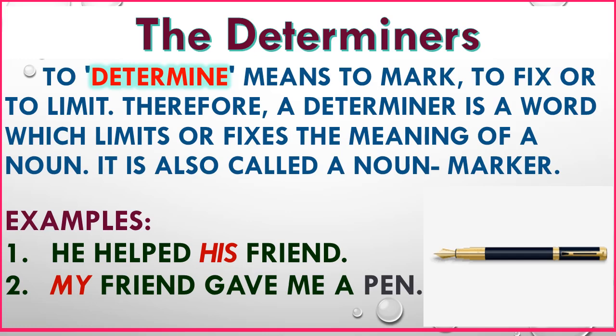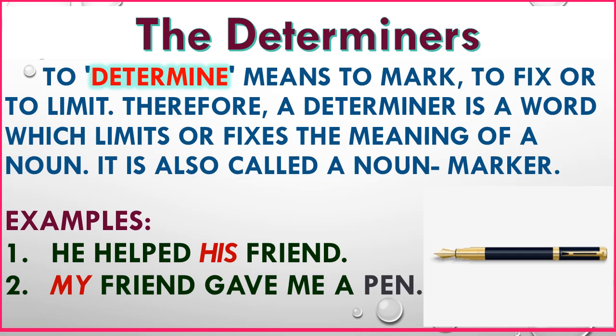So these words are called determiners. Now we will take some examples. We have two different sentences. The first is, he helped his friend, and the second is, my friend gave me a pen.